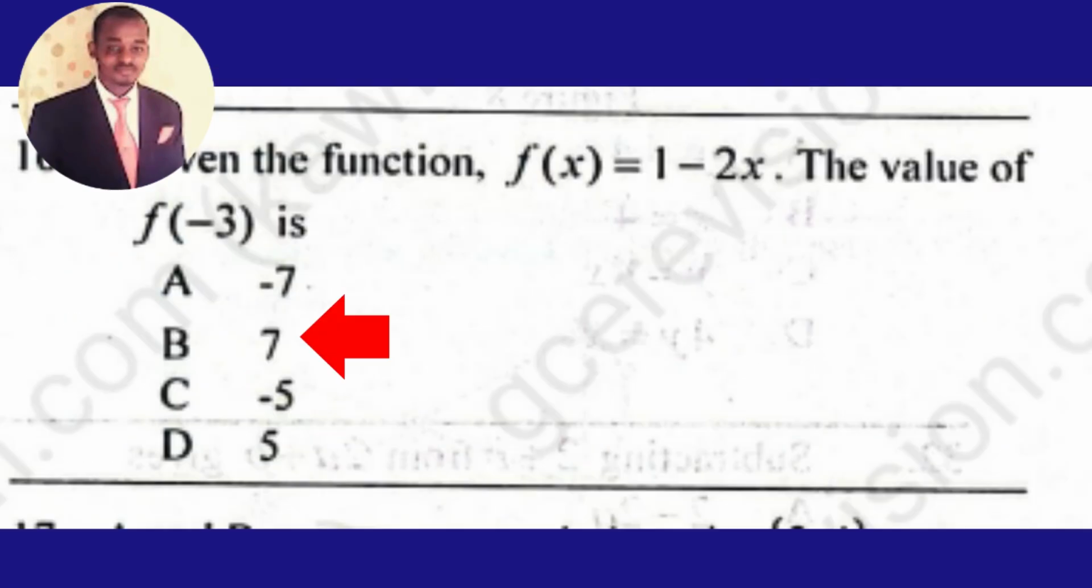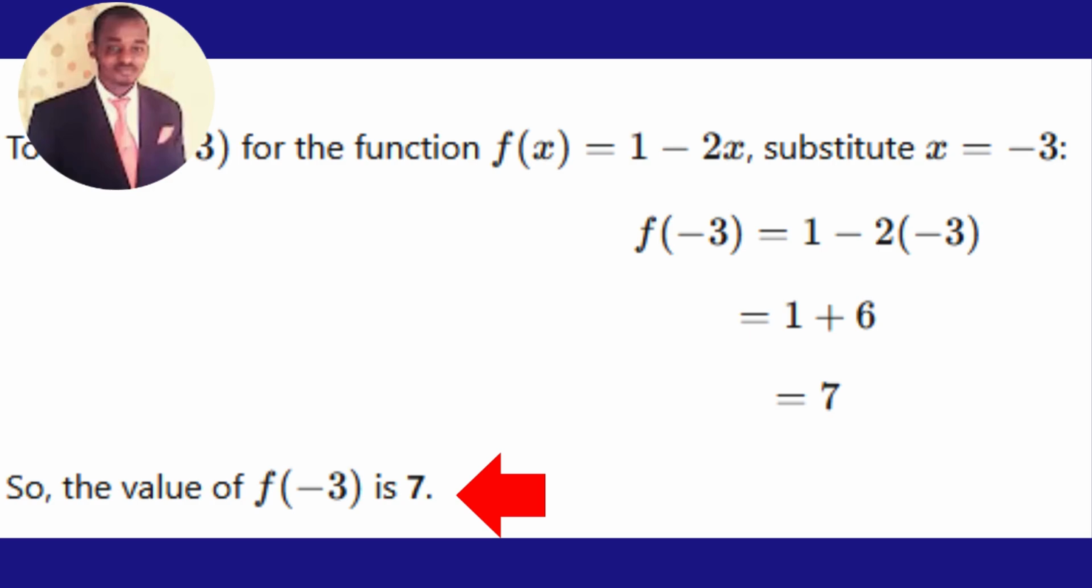So if we have the function f(x) equals 1 minus 2x, the value of f(-3) is... the correct answer is 7. Let me show you how we came about that. So you can see here how we substituted this, and we actually come about this value of 7. You can see the substitution. So the value of f(-3) is 7.